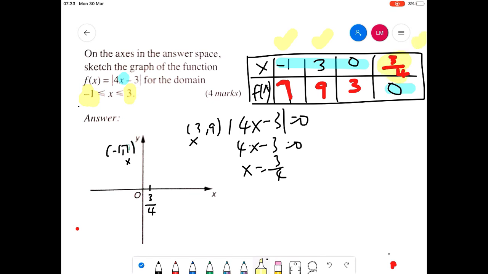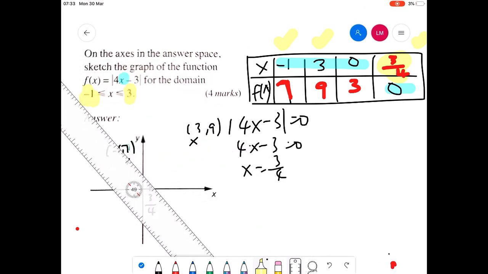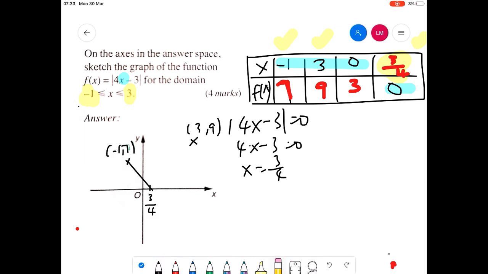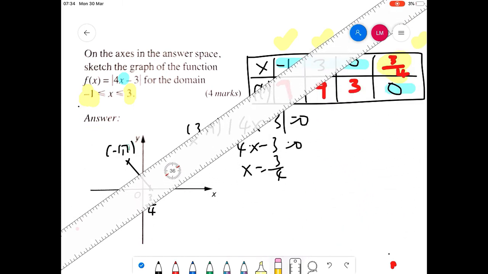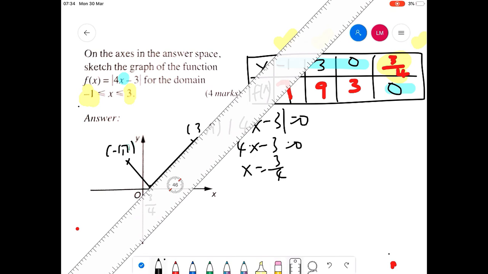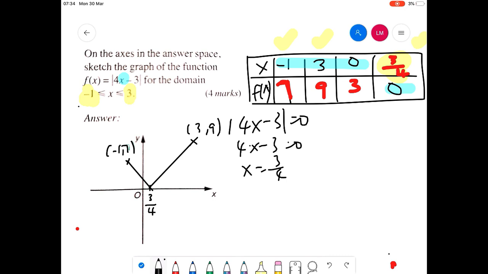Okay, after we get the 3 points, what are we going to do? So here we are going to join the two lines, and here also do the same thing. Okay, here you must use a ruler. Okay, so done. Although mine is a bit imperfect. Alright, so now, these will be the graph.